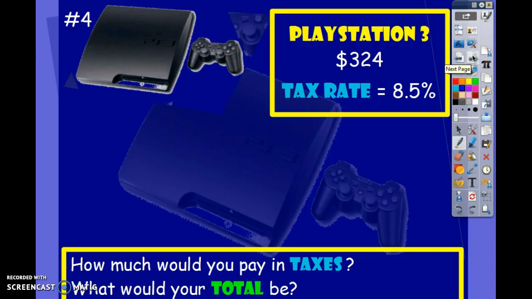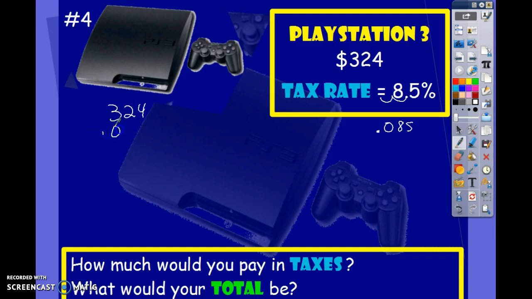Number 4, we have the PlayStation, which is $324, and we are going to figure out what 8.5% would be in taxes. Now when you solve the proportion, you find your cross products and then you divide to isolate your variable. There's another way you can do it, the equation method, where you change your percent to a decimal. So I'm going to change my percent to a decimal by moving my decimal 2 places to the left. So I will get 0.085. I'm going to multiply that by the price of the PlayStation.